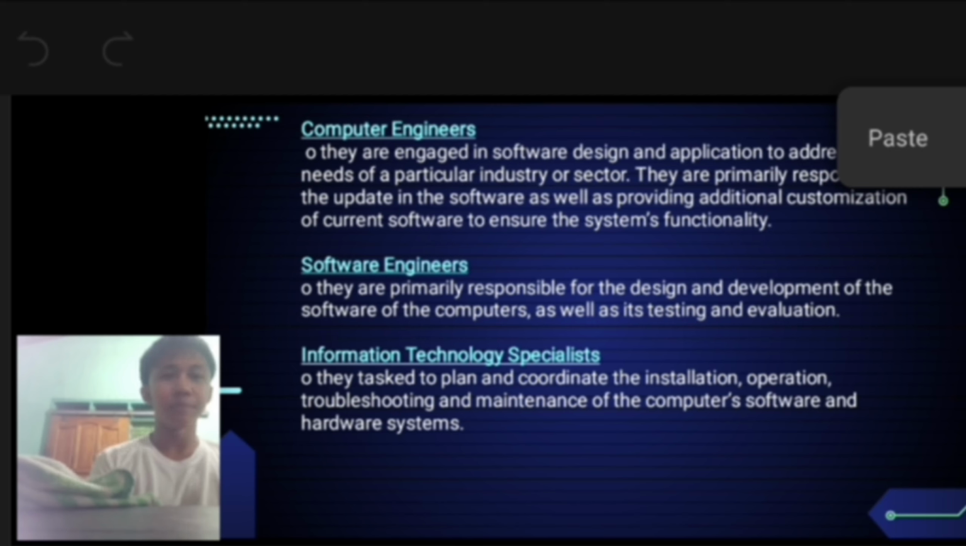Information technology specialists are tasked to plan and coordinate the installation, operation, troubleshooting, and maintenance of the computer software and hardware systems. They are responsible for the upkeep and repair of computers and servers. They are also responsible for building and maintaining computer networks.